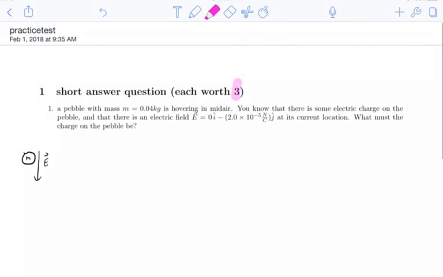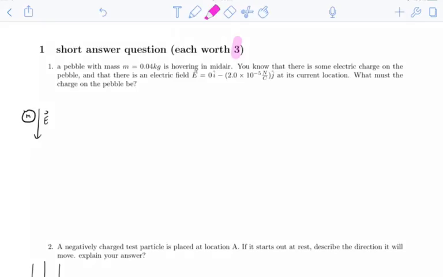Test taking strategy wise, it's always wise to pre-read your midterm. Before you start writing anything, go through and read all the questions. I'm not going to do it because I wrote the midterm, so I know the questions on it. But you should look through the midterm before you start working on it, so you know which things are going to take more time and which things are going to take less time, and account for it accordingly.